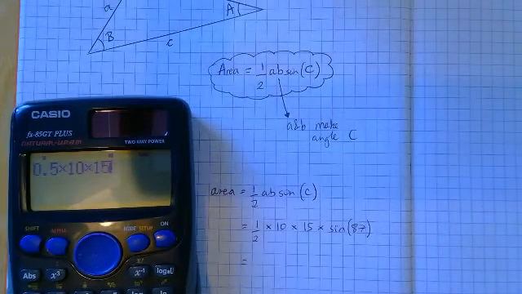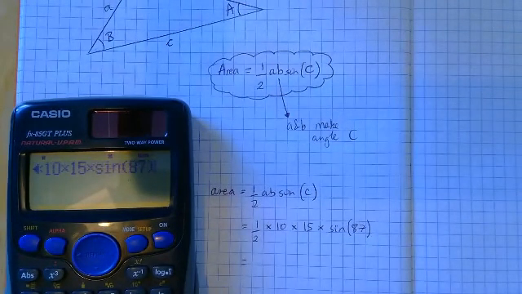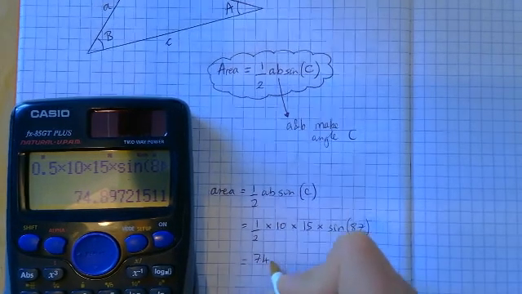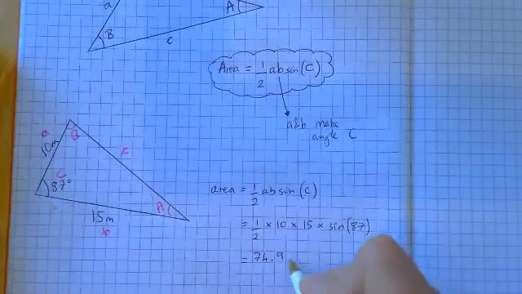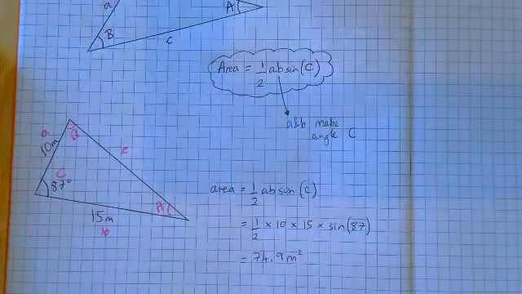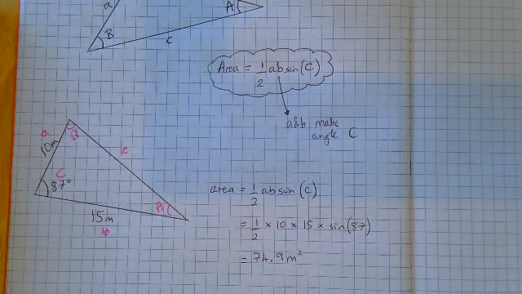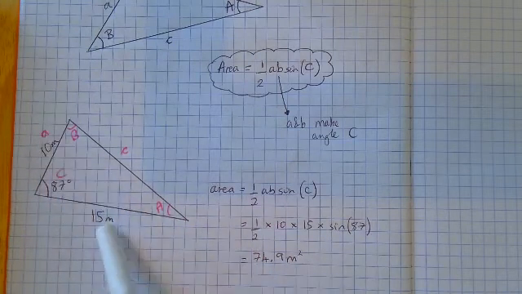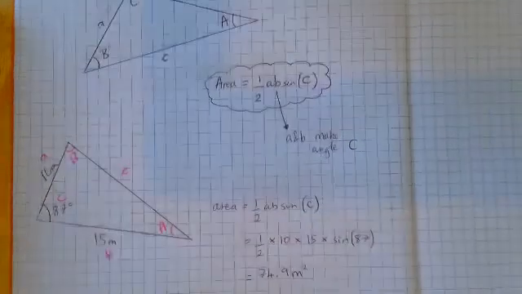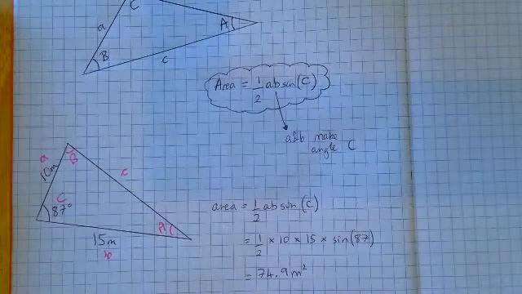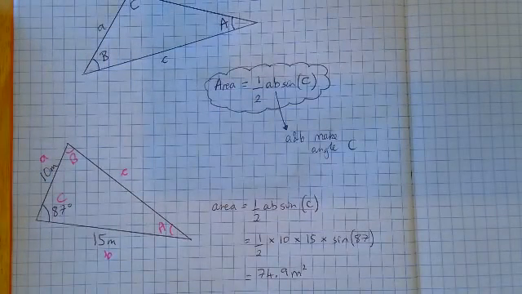So half ab sine C gives me 74 point, I'll say 74.9. So 74.9, and I was in metres, so metres squared. So that works quite nicely, doesn't it? That's not too tricky. The only room for error is that your two sides have to make the angle. Had I had these two sides and this angle, I wouldn't have been able to do it.